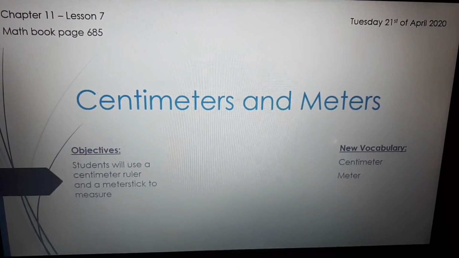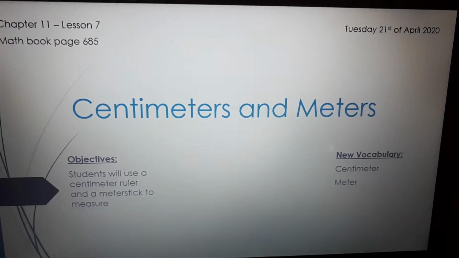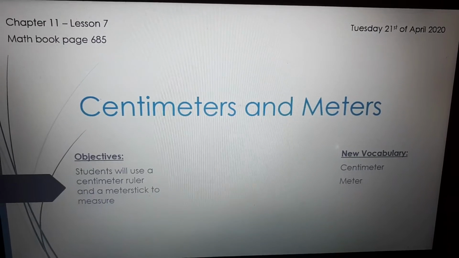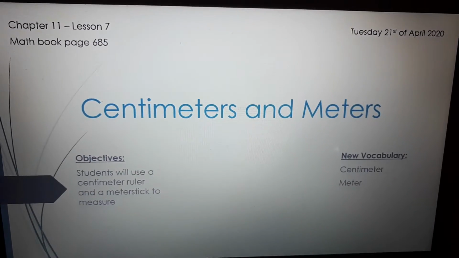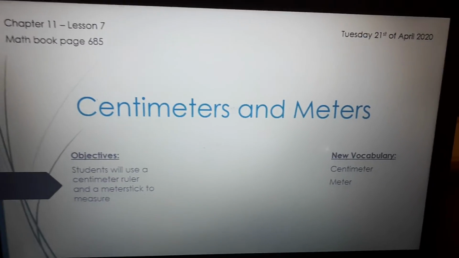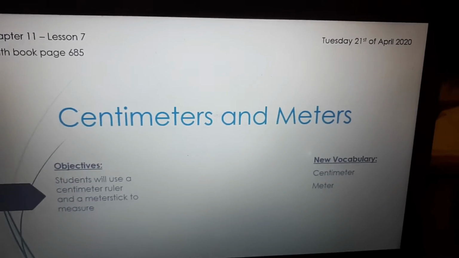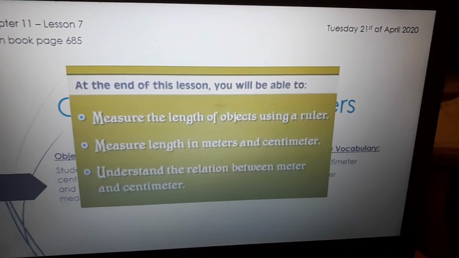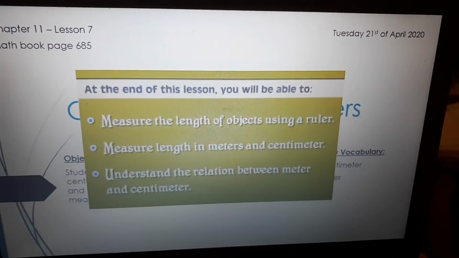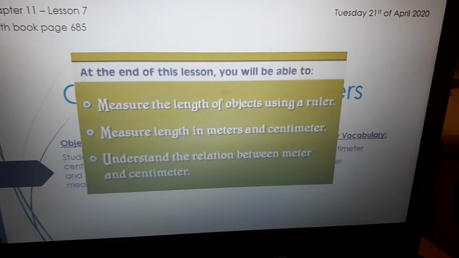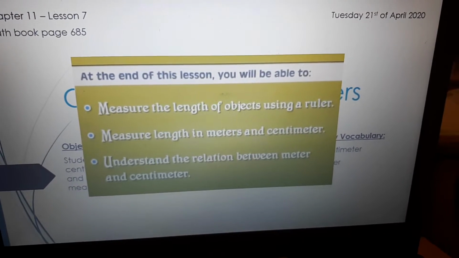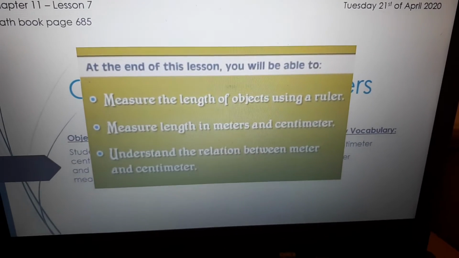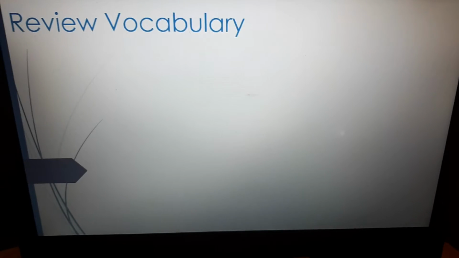The objective of this lesson is that students will use a centimeter ruler and a meter stick to measure. New vocabulary words are centimeter and meter. At the end of this lesson, you will be able to measure the length of objects using a ruler, measure length in meter and centimeter, and understand the relationship between meter and centimeter.